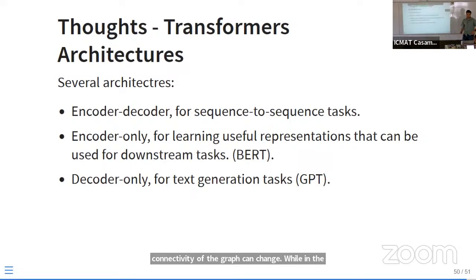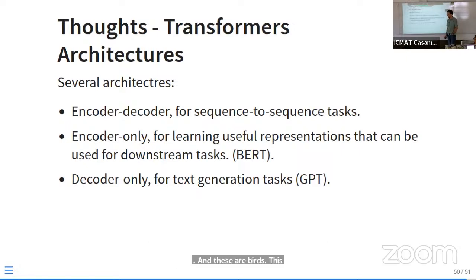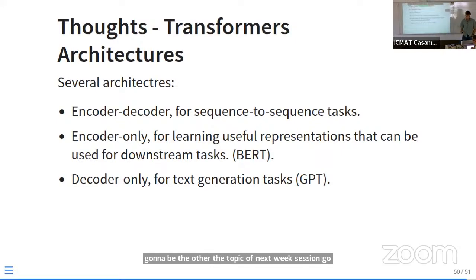Second, I just explained what the transformer block is, and this block is used within many other architectures. There is the encoder-decoder architecture, in which the goal is to solve sequence-to-sequence tasks. There is encoder only, in which the goal is to learn useful representations for downstream tasks, and BERT is the example of this. Or decoder only for text generation, and this is what GPT does. But this is going to be the topic of next week's session, going more into the detail of other architectures that use transformers.